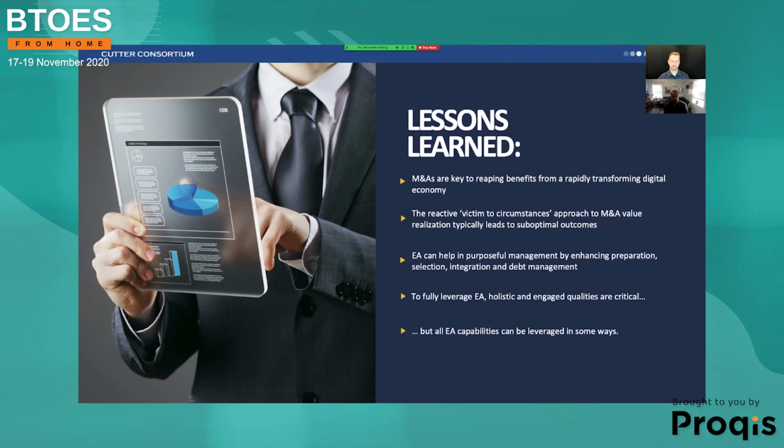The most important thing is all EA capabilities. Again, no matter what role you play, no matter who you are, no matter what your EA organization maturity is, start where you're at today. The capabilities that you have today become the fertile foundation for you to grow your importance and impact on mergers and acquisitions, and they can all be leveraged in some way.